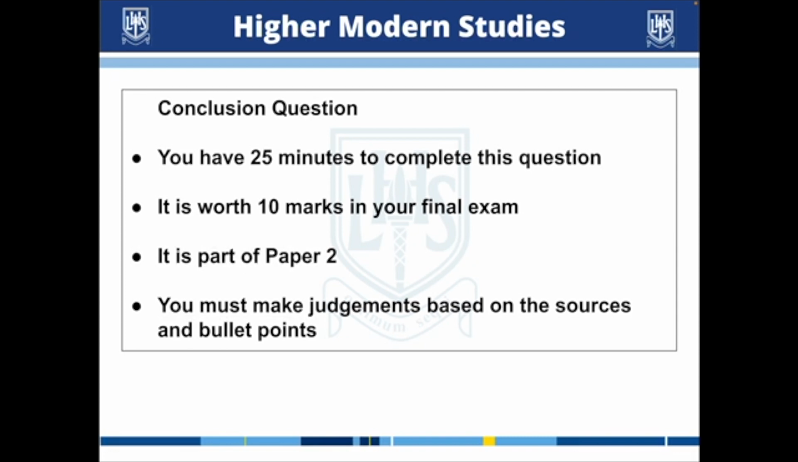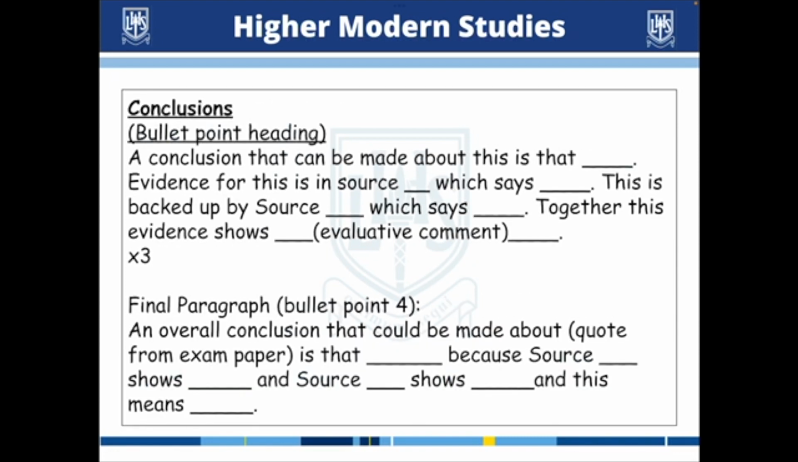In terms of the structure that we use for the conclusion questions, we always start by making the conclusion. The question will give you the bullet points. It will give you exactly what you're making the conclusion on. So you start by right away saying, here is my conclusion. For example, a conclusion that can be made is that Falkirk is in central Scotland. Evidence for this is in source A, which could be your map, which shows Falkirk is located right in the middle of the country.